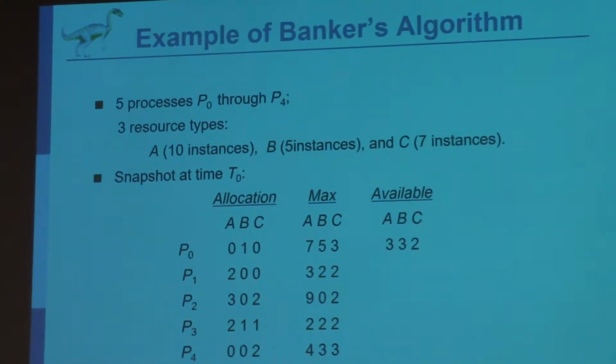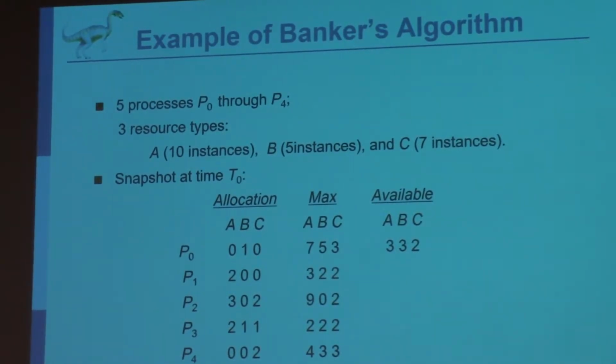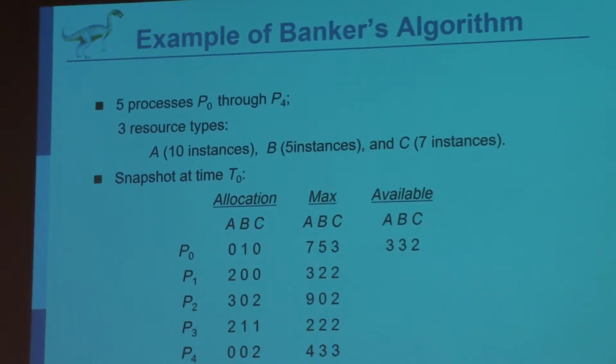So, for example, this is the current state of the processes and resource allocation. How many processes? 5 processes. How many different types of resource in this case? 3 of them. Let's say A, B, C. Let's consider A is the CPU, B is the hard disk drive, C is the magnetic tape, and so on.